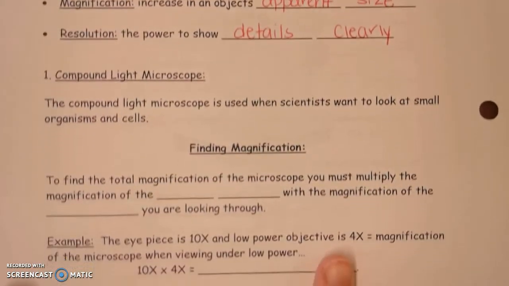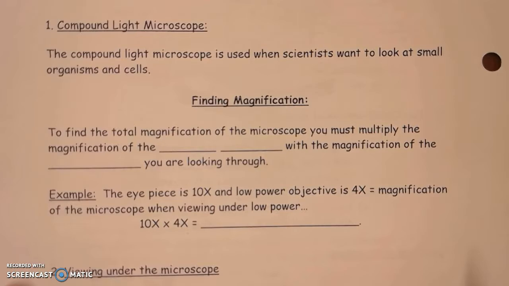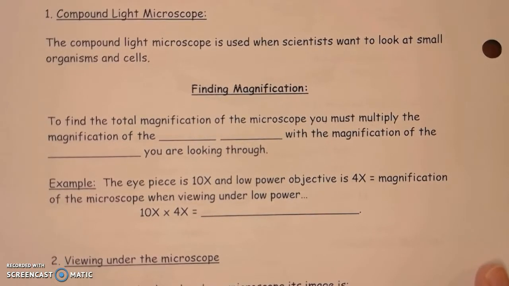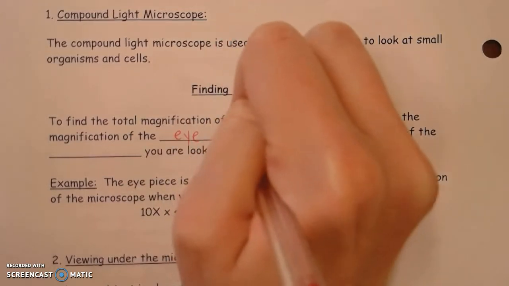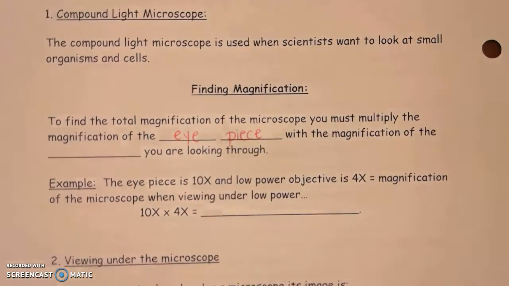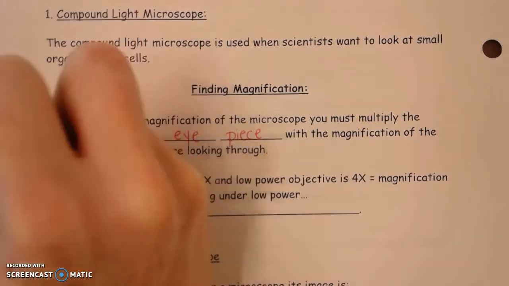Okay, next up, when we talk about the compound light microscope, that's the one we will be using in class. We do need to be able to find the total magnification. So to find the total magnification of the microscope, you must multiply the magnification of the eyepiece with the magnification of the objective you are looking through.